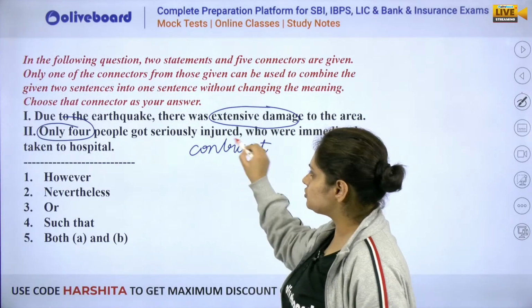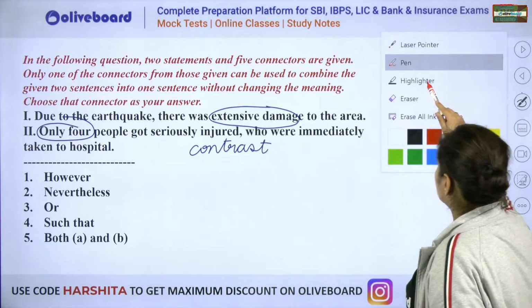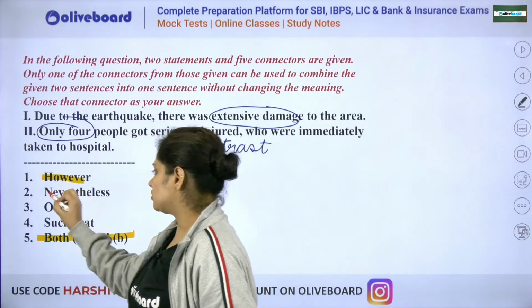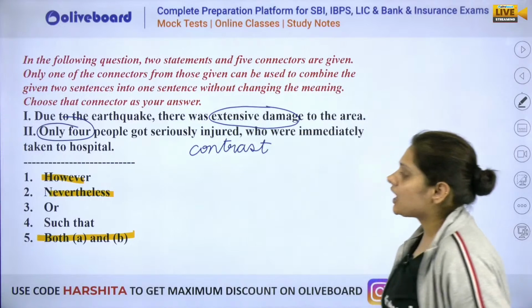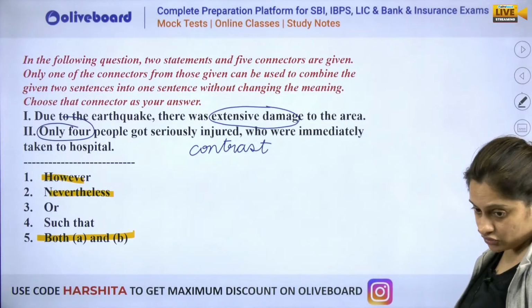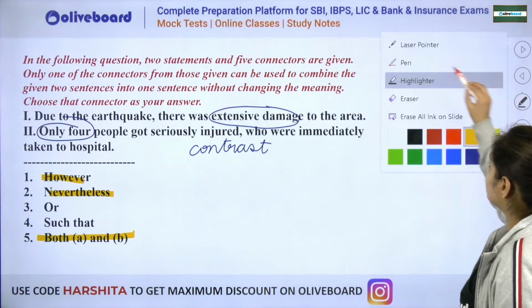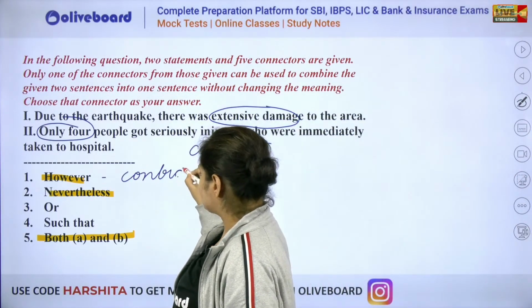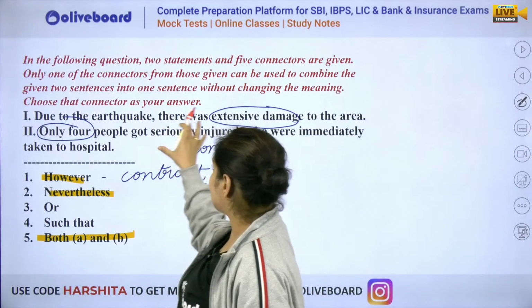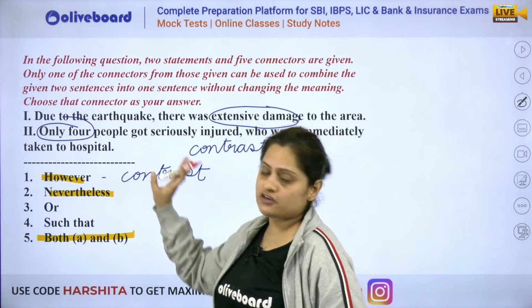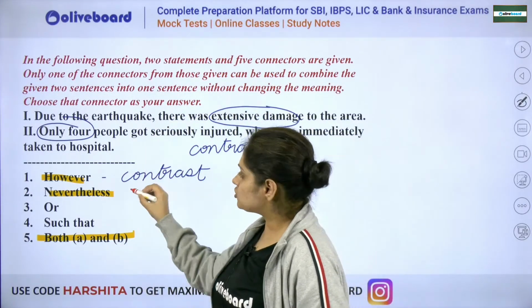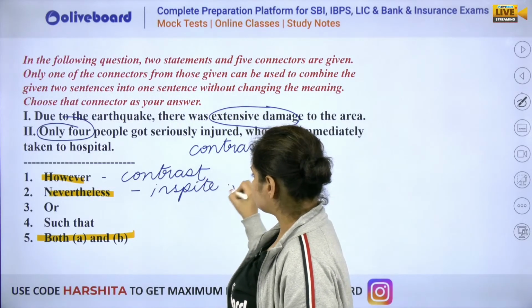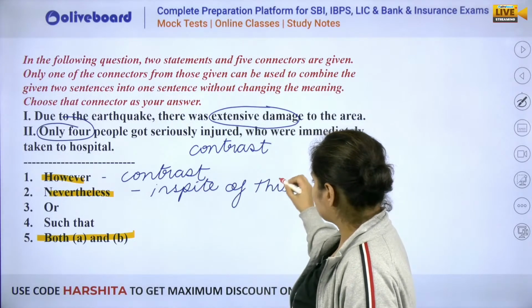Contrast. What are the words you can use here? You can use both the words, however also, and nevertheless also. Why? Because however can be used to show contrast. And why nevertheless? In spite of the fact that there was extensive damage, only 4 people got injured. So nevertheless also shows in spite of this fact. Nevertheless means in spite of this fact.